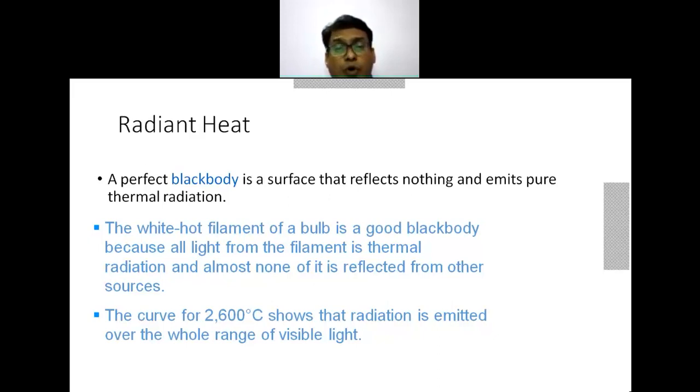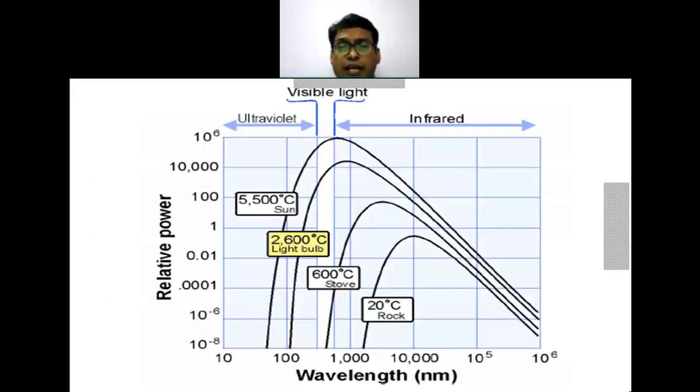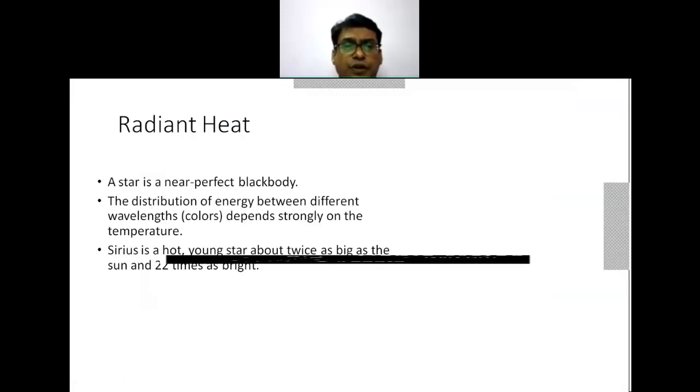The white hot filament of a bulb is a good black body because all the light from the filament is thermal radiation, and almost none of it is reflected from other sources. The curve for 2600 degrees Celsius shows the radiation is emitted over the whole range of visible light. The curves for 2500, 3600 and 5500 degrees Celsius also show the complete range of visible light.